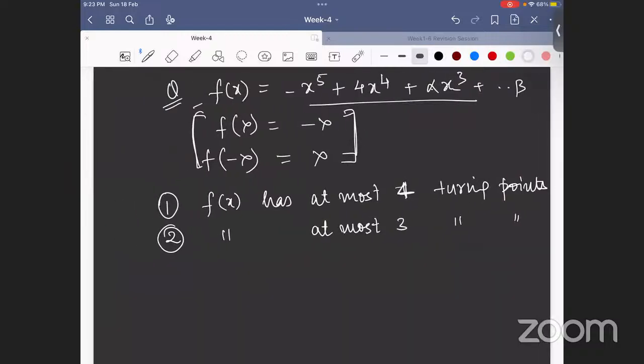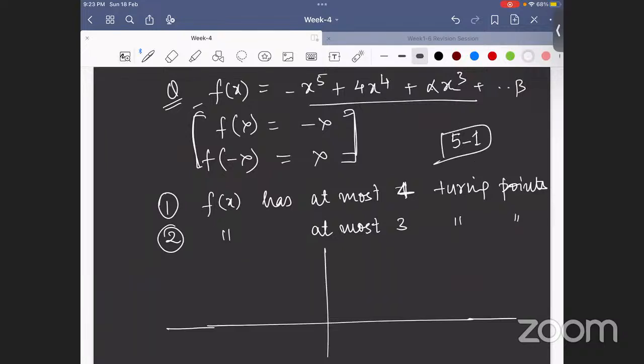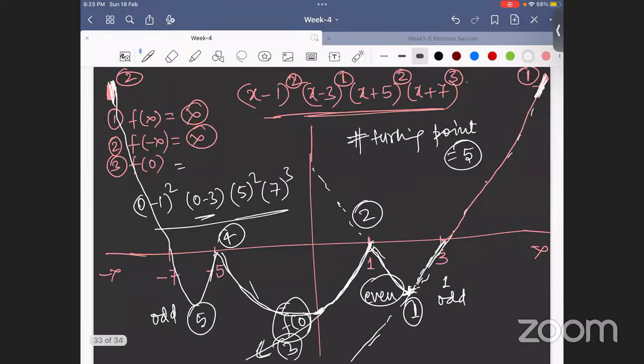Option 1. Option 1. Okay, how did you come to this conclusion? He said 5 minus 1, which is the 5 is the maximum exponent minus 1. Yes, sir, that's what he said. Okay, how have you come to this conclusion? 5 minus 1. Because here it was degree 8, but you got 5 as the turning point.